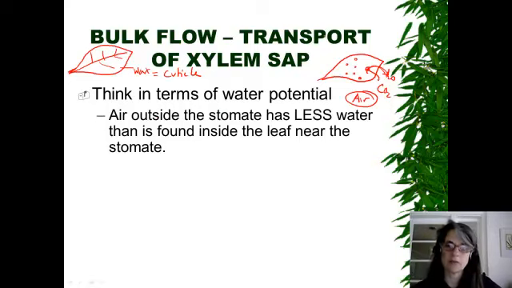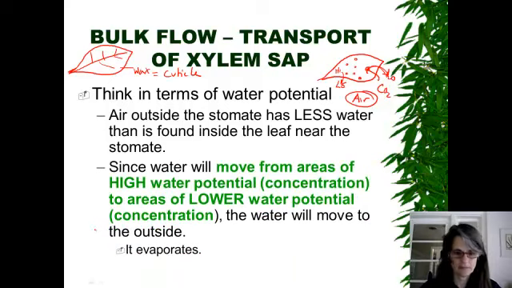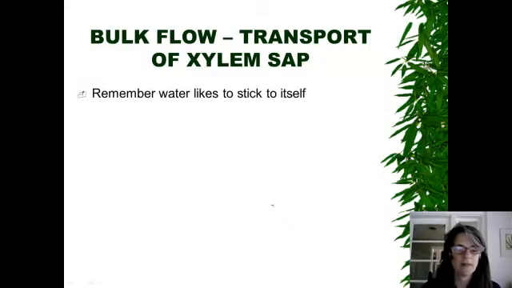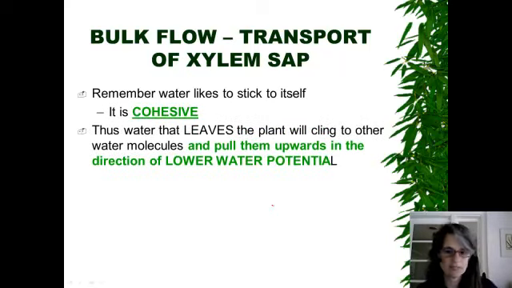The water potential in the leaf is high, the water potential of the air is low. There is less water out here than there is in here. The water will tend to flow out through the stomata. All right. And so, water is always going to move from areas of high water potential to low water potential, and in this case, out of the leaf, and thus we would say the water is going to evaporate out of the leaf. But remember that water likes to stick to itself. It is cohesive.